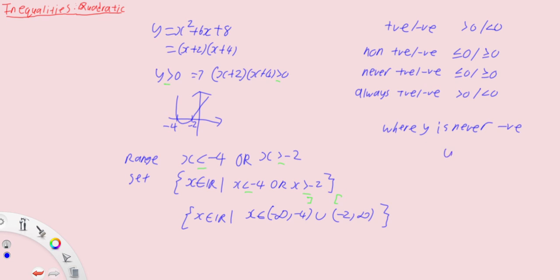So basically, you're looking at y greater than or equal to 0, which would then be x less than or equal to minus 4 or x greater than or equal to minus 2. Alright, again, set notation is just basically right there. I don't want to really write that again. Alright, so there we have it, the inequalities for our quadratic equations.